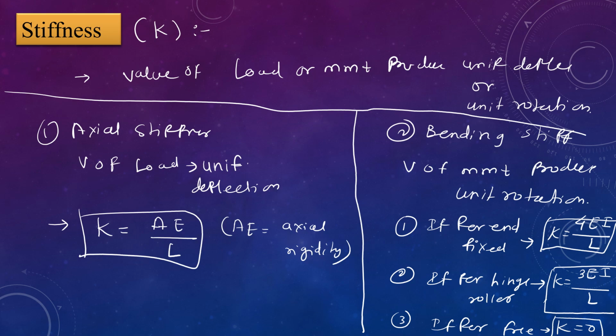Then next we'll see the stiffness at joint. Stiffness at joint is represented by summation of K, or K naught.